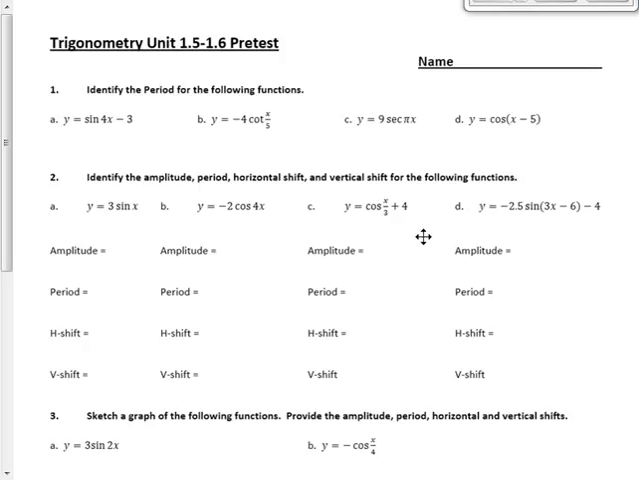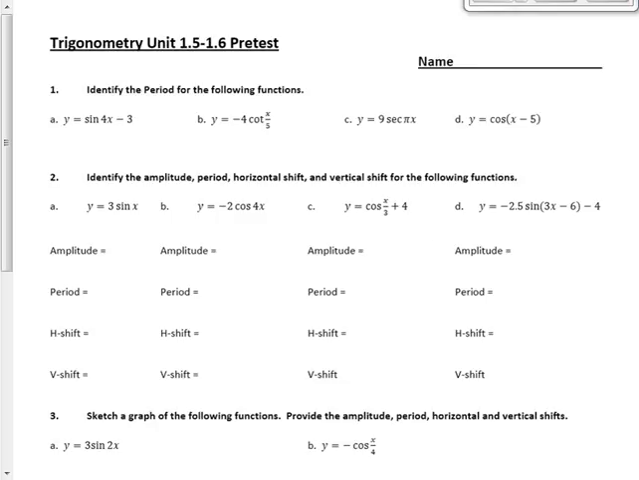Let's take a look at the unit 1.5 to 1.6 pretest. We're going to run through this pretty fast, but this video is going to be pretty long, so I again would recommend that you don't just go through and watch the video completely and just copy down the answers. I would recommend that you go through, do the problems, come back to the video, and then check out the video to use it as more of an answer key. If you get stuck on something, you don't know how to do something, then come back and watch it.